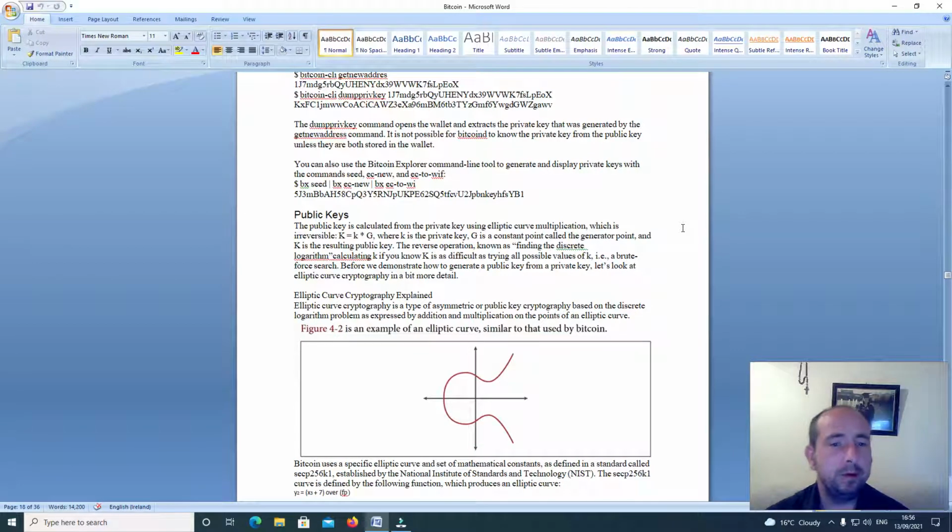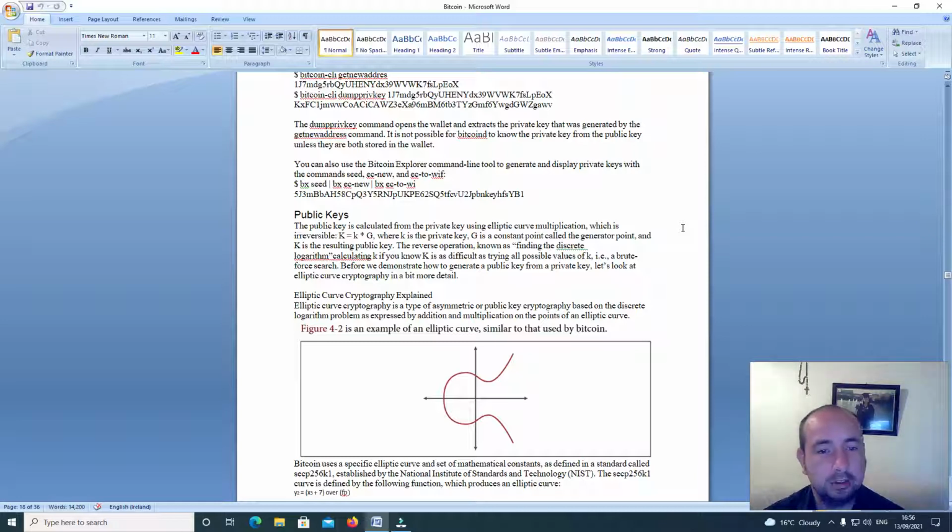The dumpprivkey command opens the wallet and extracts the private key that was generated by the getnewaddress command. It is not possible for Bitcoin to know the private key from the public key unless they are both stored in the wallet.